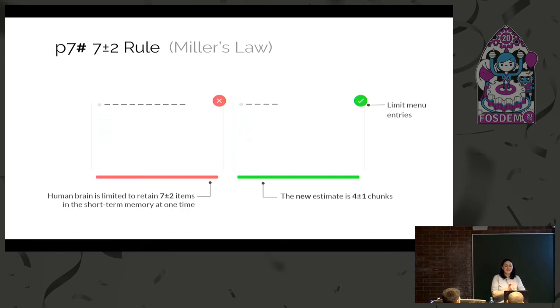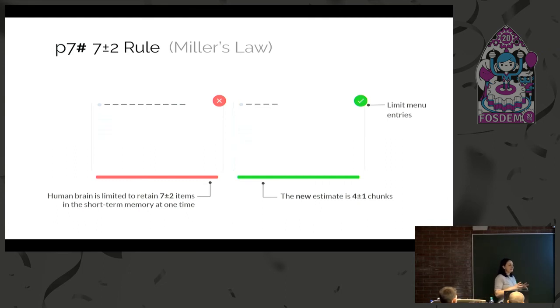Okay, so Miller's rule: he had a lot of people and did research. He was giving them lots of words and tried to see, for short-term and long-term memory, how many of those words users remembered. And the average at that time was about 7 ± 2 words.